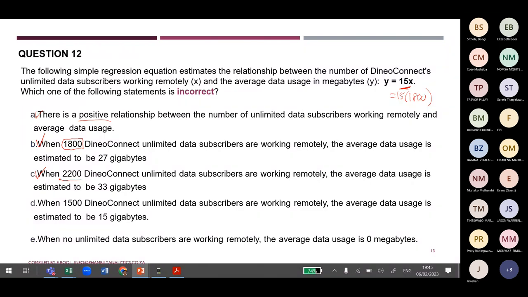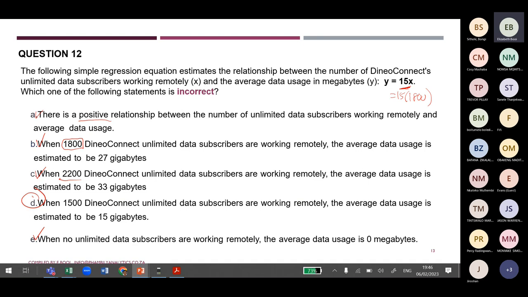D is incorrect because the answer there is 22,500. And D is incorrect. E says when no unlimited data subscribers are working remotely, the average data usage will be zero megabytes. So you just replace X with zero, and that will give you zero, because 15 times zero is equal to zero.